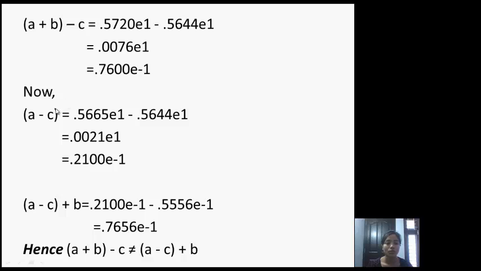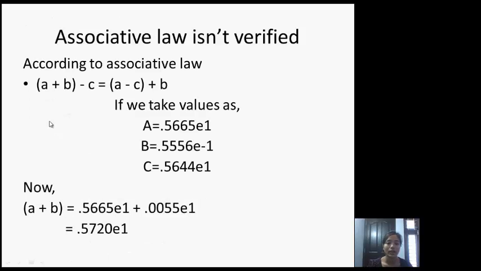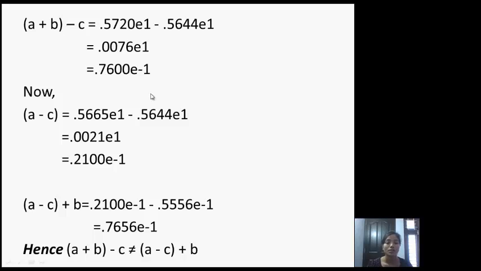Now we compute the RHS, that is, (a - c) + b. Our a - c will be 0.2100 × 10^-1. Now adding the value of b to a - c, we'll have 0.7656 × 10^-1. So here we can see that our LHS is 0.7600 × 10^-1 and our RHS is 0.7656 × 10^-1. Our LHS is not equal to the RHS, that is, the associative law in floating point isn't verified.